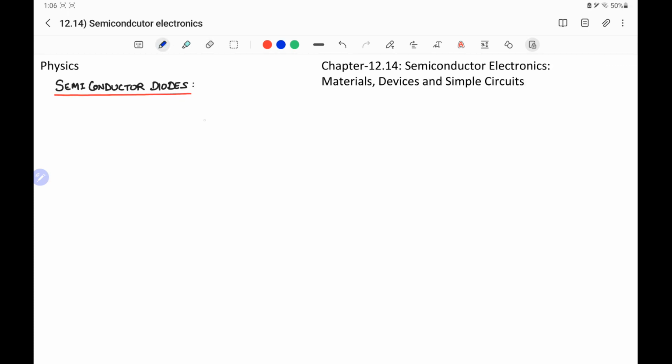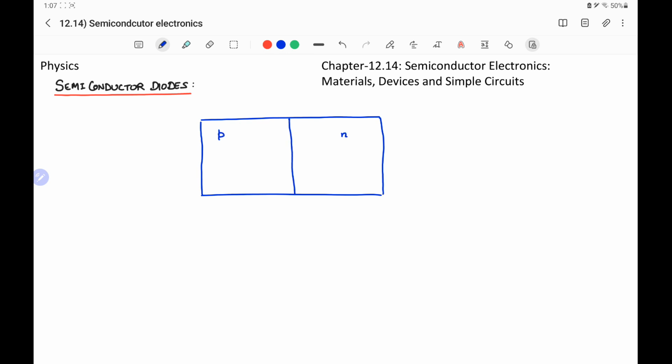For understanding, we are drawing a simple figure of the semiconductor diode, which contains two regions, and these two regions are the P region and N region. P region refers to the region which contains holes as majority carriers. P itself refers to positive, while the N region contains free electrons as majority carriers, and N itself refers to negative.